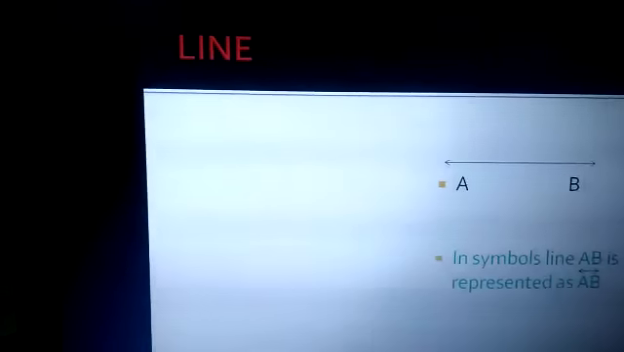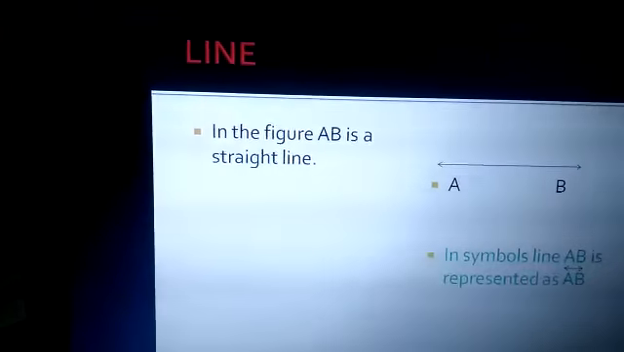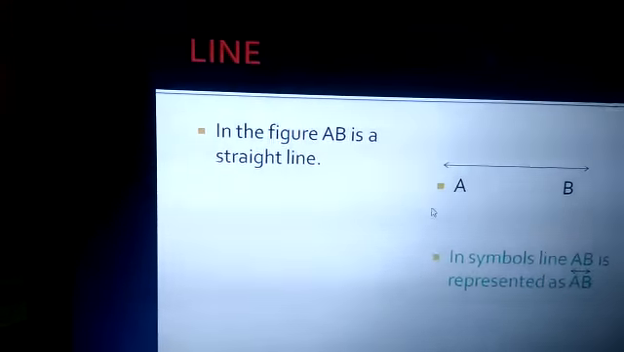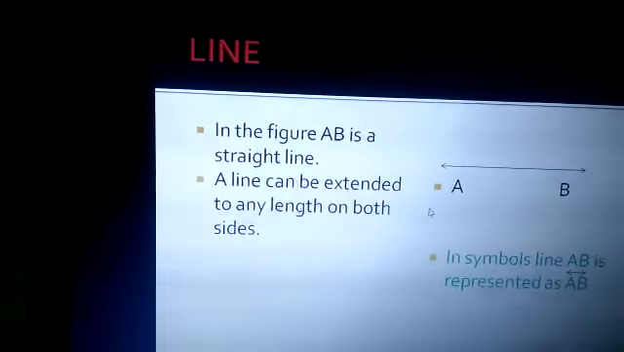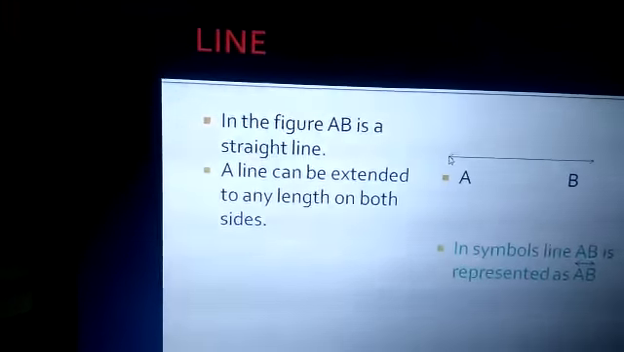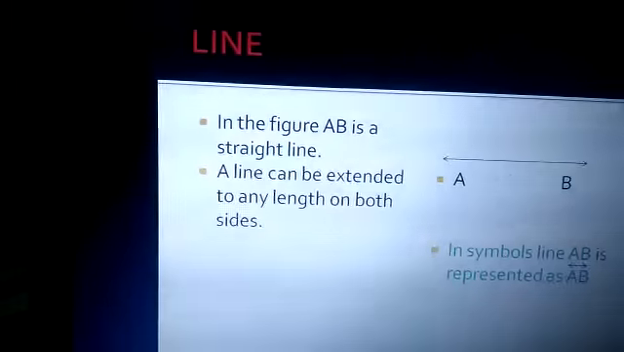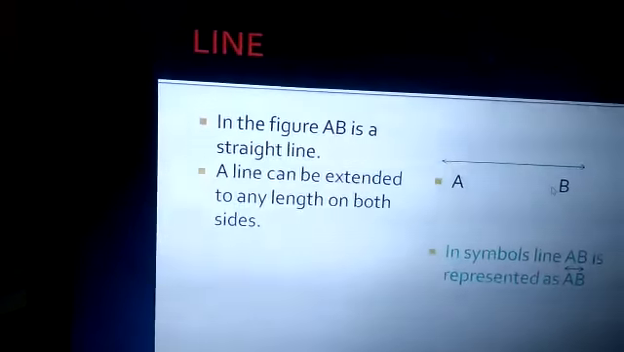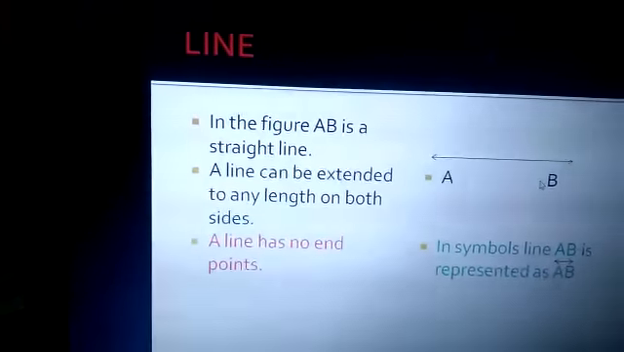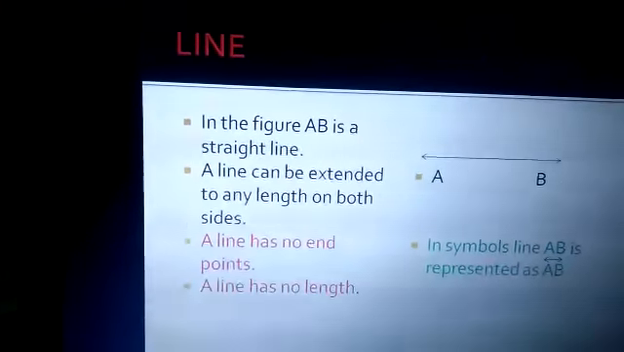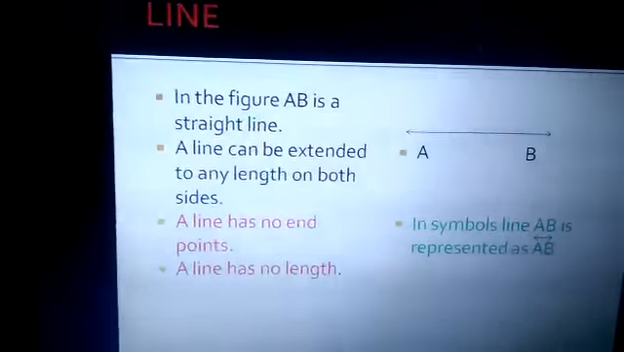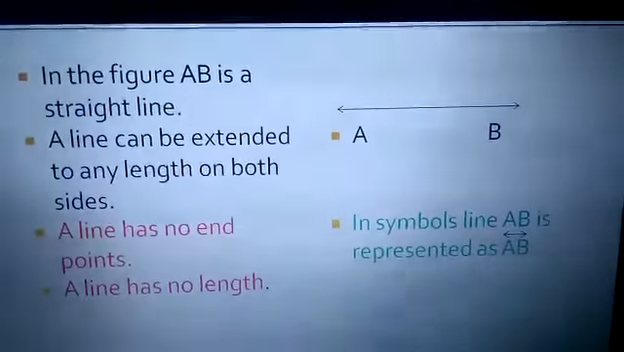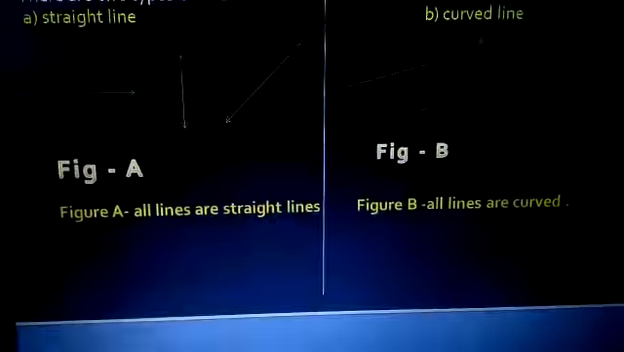Let us know about line. The figure AB is a straight line. A line can be extended in both the sides. That's why it has two arrow signs over here. A line has no end points. A line has no length, and in symbol the line is represented as AB with a line sign above.